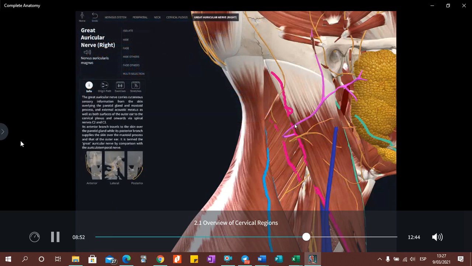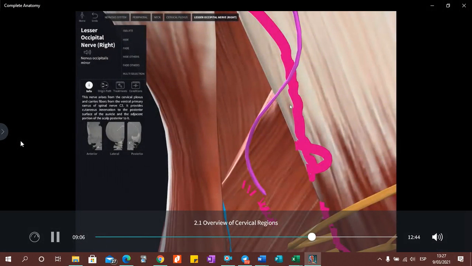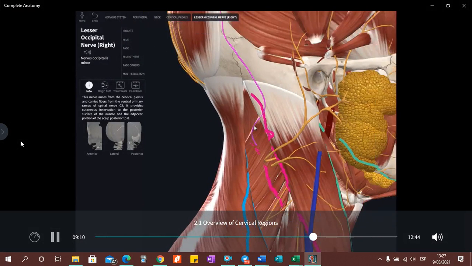See if I can highlight this one. This is your great auricular nerve, and auricle means ear in this context, so that will actually supply skin of the ear and the parotid region. And then let me see if I can highlight this one as well. This here would be the lesser occipital nerve, which is for the skin to the ear and the scalp.